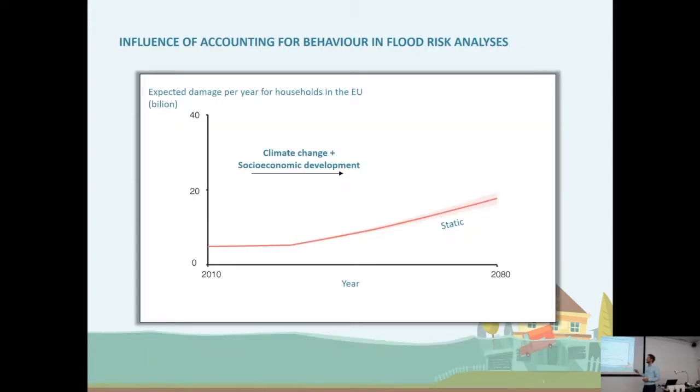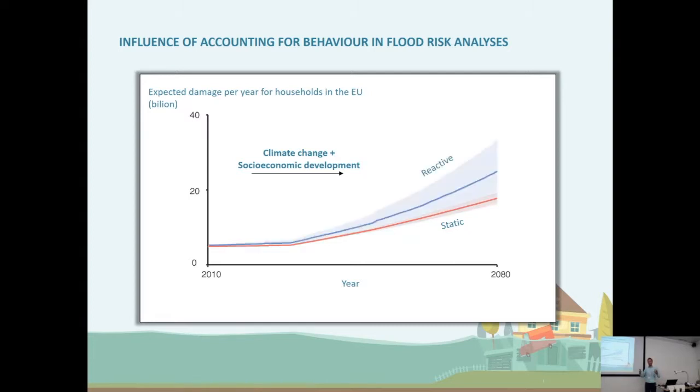So this is a stylized graph of a paper we just published, and it shows the expected damage per year for households in the EU. This is the flood risk, starting from 2010 to 2018. And this is how we usually have the projection in the IPCC reports. It's a static behavior, so we don't have any behavioral rules in there. We just have the climate change scenarios and the socioeconomic.